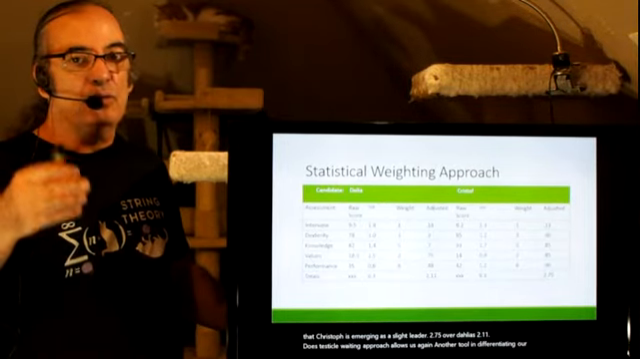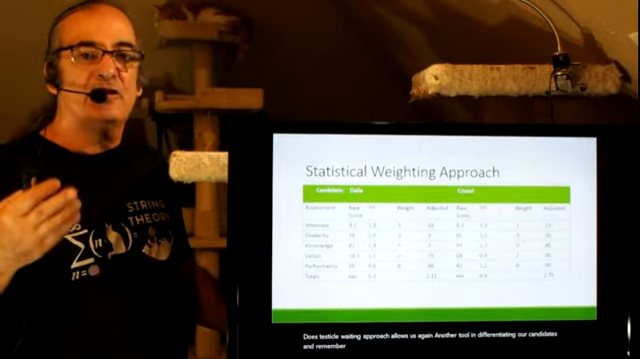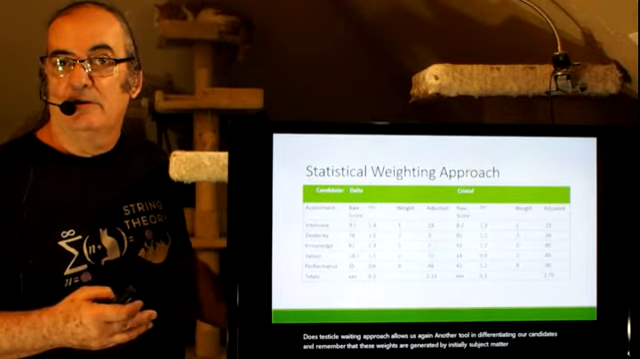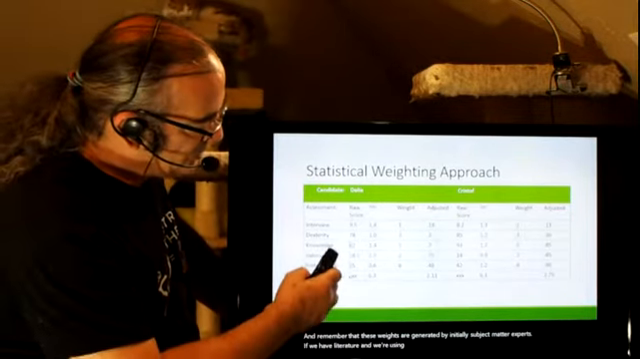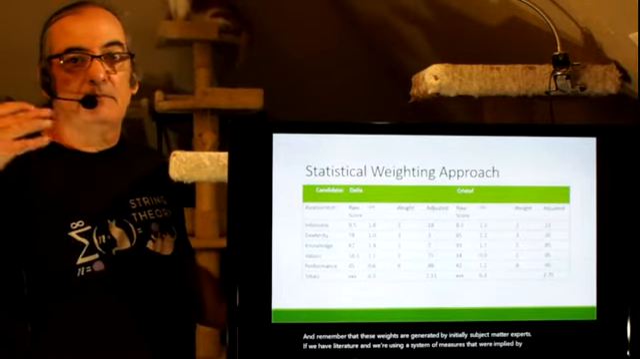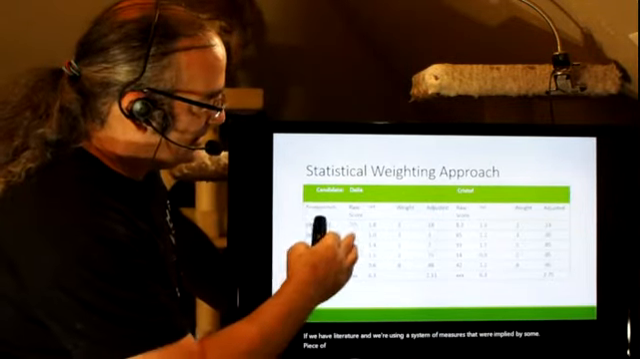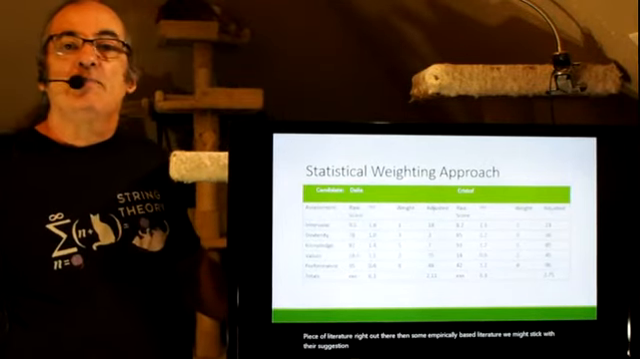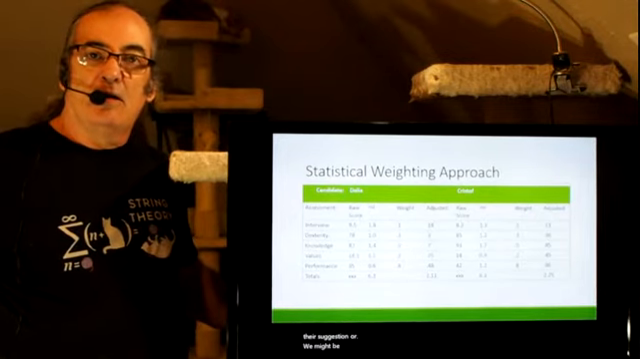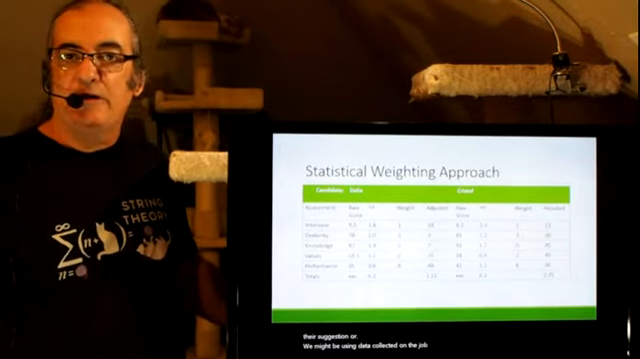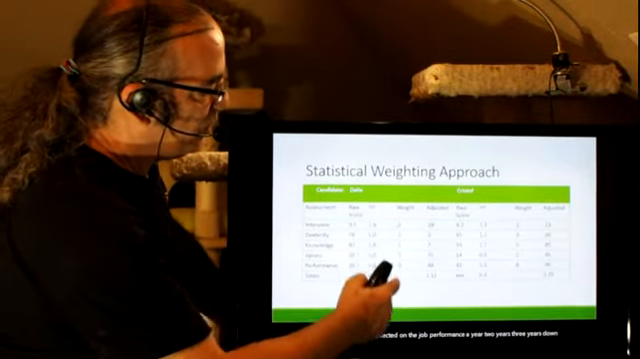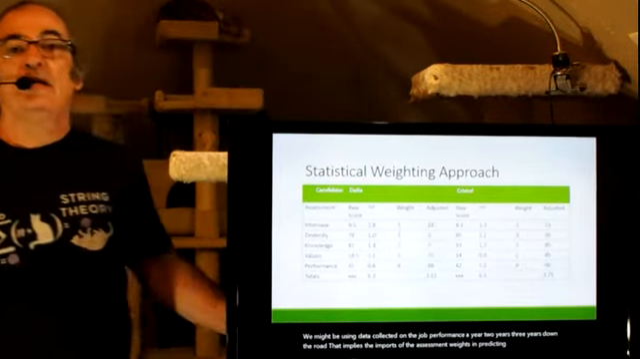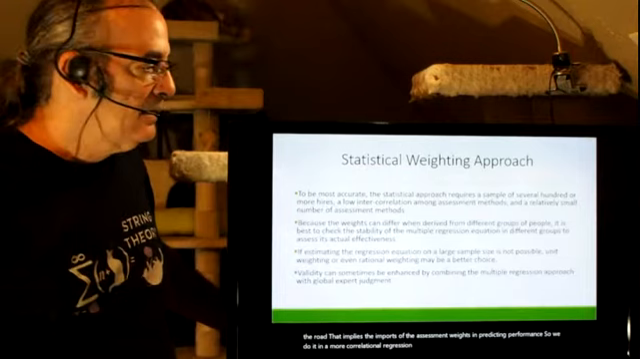And remember that these weights are generated initially by subject matter experts. Okay? If we have literature, and we're using a system of measures that were implied by some piece of empirically based literature out there, then we might stick with their suggestion, or we might be using data collected on the job performance a year, 2 years, 3 years down the road that implies the importance of the assessment weights in predicting performance, so we do it in a more correlational, regressional fashion. Okay?